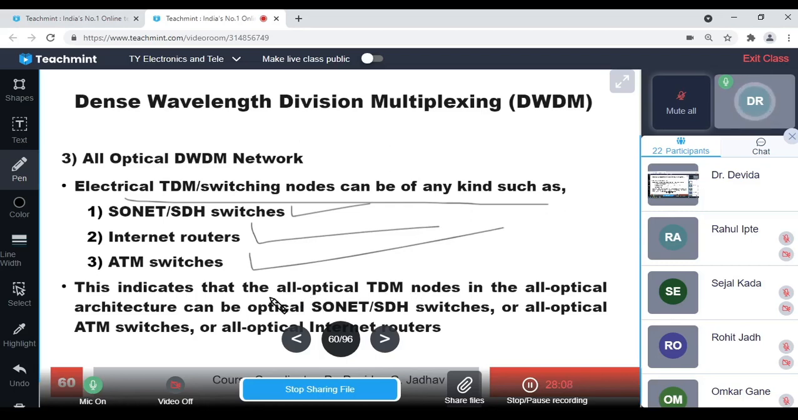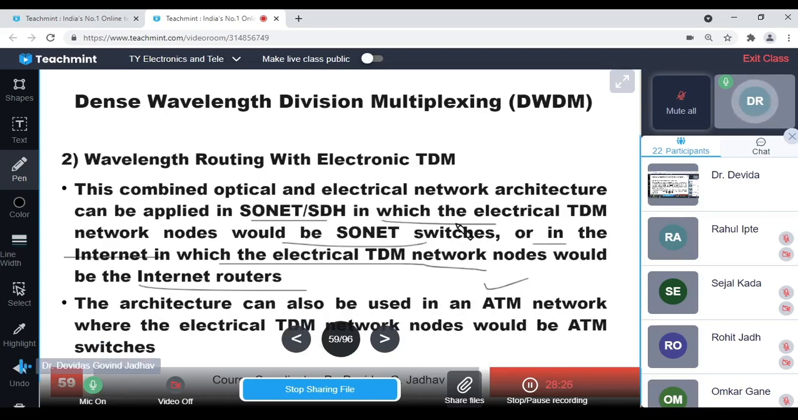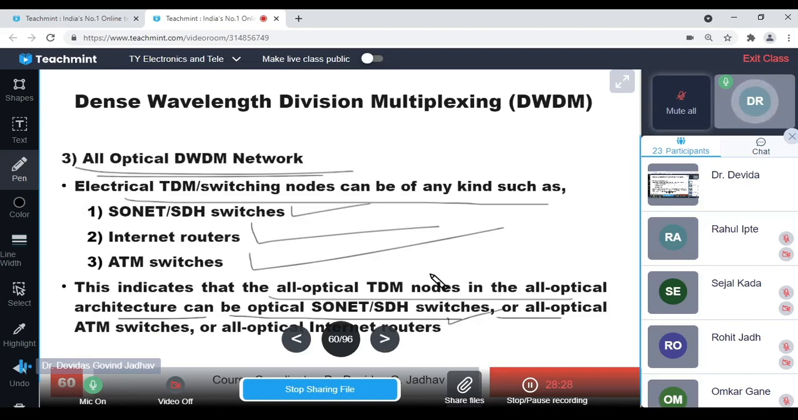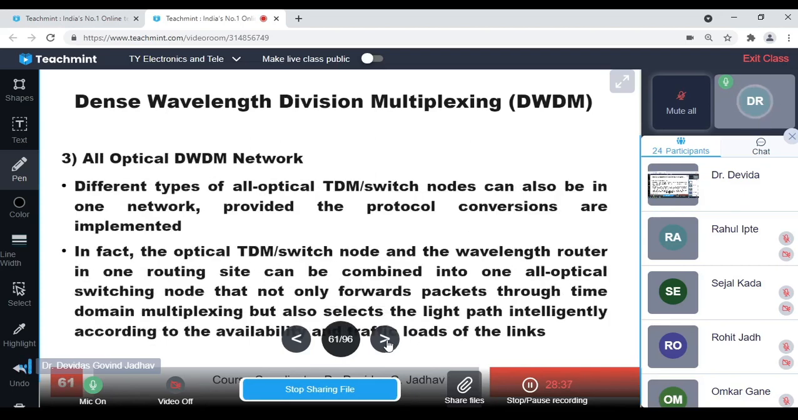This indicates that the all optical TDM nodes in the all optical architecture, the third type, can be all optical SONET switches, or all optical ATM switches, or all optical internet routers. So similar to the previous one, the routers can be optical. These all optical networks also have all these types of switches, routers, and ATM switches in the optical mode.